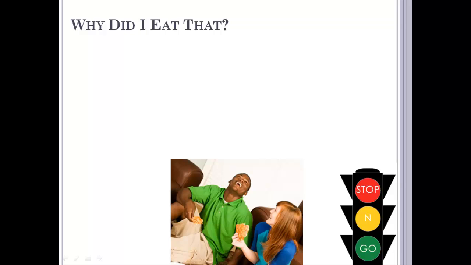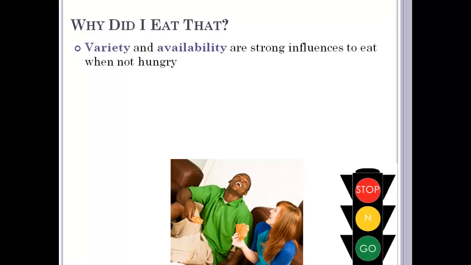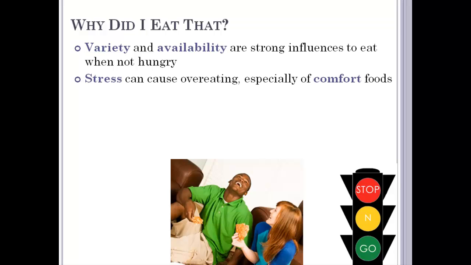Do you ever say to yourself, why did I eat that? Well, variety and availability are very strong influences to eat, even when you're not hungry. Sometimes I know for myself, if I'm in a social situation with a bunch of friends and they're enjoying something, even if it's not something that I really wanted, I know isn't good for me or isn't even really that satisfying, I'll probably eat it too, just because it's there, it's something I don't usually have, and they're having it with me.